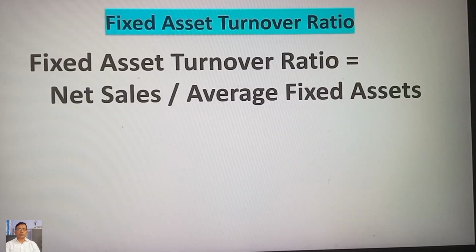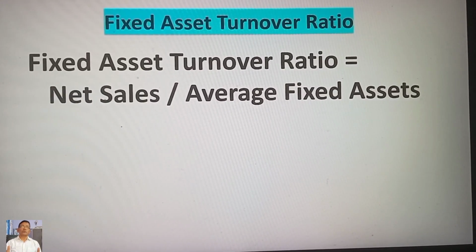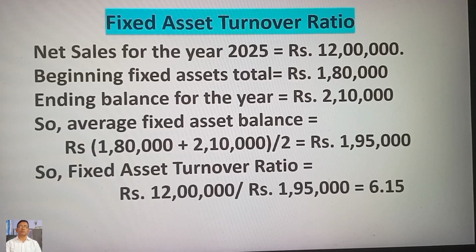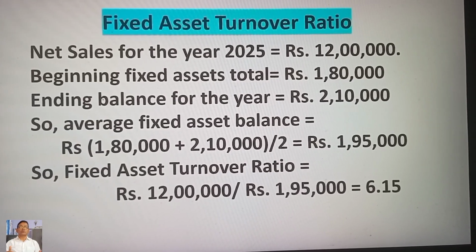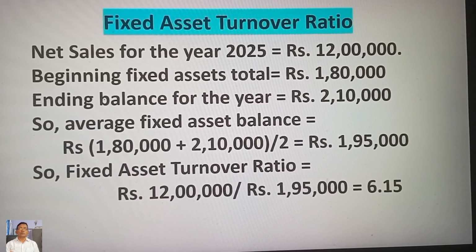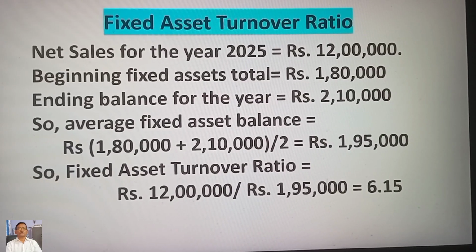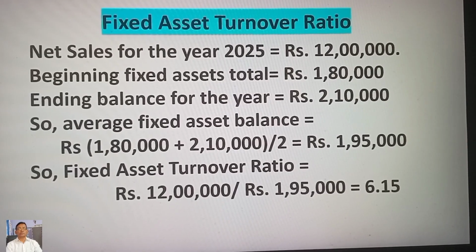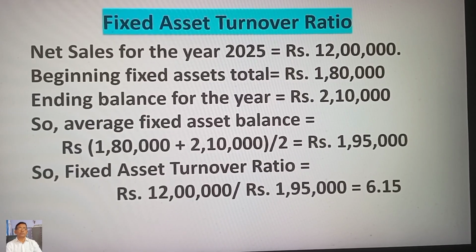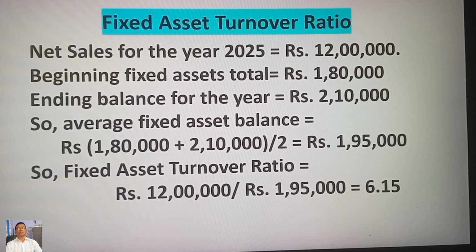So, fixed asset turnover ratio is equal to net sales divided by average fixed assets. Suppose a company's net sales for the year 2025 is rupees 12 lakh. The beginning fixed assets for the year is rupees 1,80,000 and the ending balance for the year is rupees 2,10,000. So, average fixed asset balance is equal to rupees 1,80,000 plus 2,10,000 divided by 2 is equal to rupees 1,95,000.